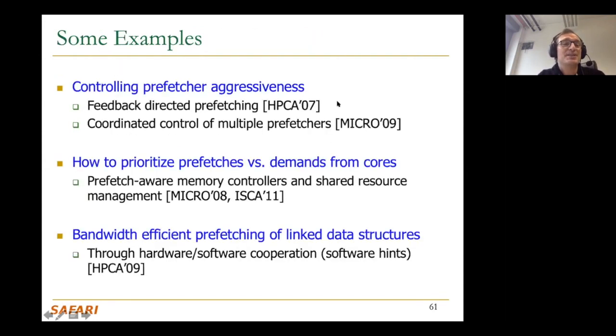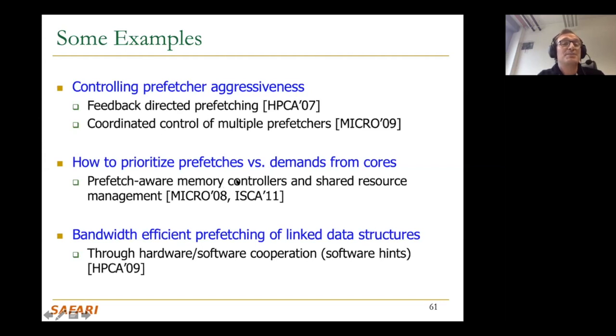And there are some examples in literature that I'm not going to go into the details. I mean, we covered the feedback-directed prefetching. You need to control prefetcher aggressiveness like that. But feedback-directed prefetching as proposed doesn't work because it doesn't coordinate the actions of different prefetchers clearly, right? It looks at a single core prefetcher. So the later work looks at coordinating the control of multiple prefetchers in an intelligent way. And I think this is very interesting.